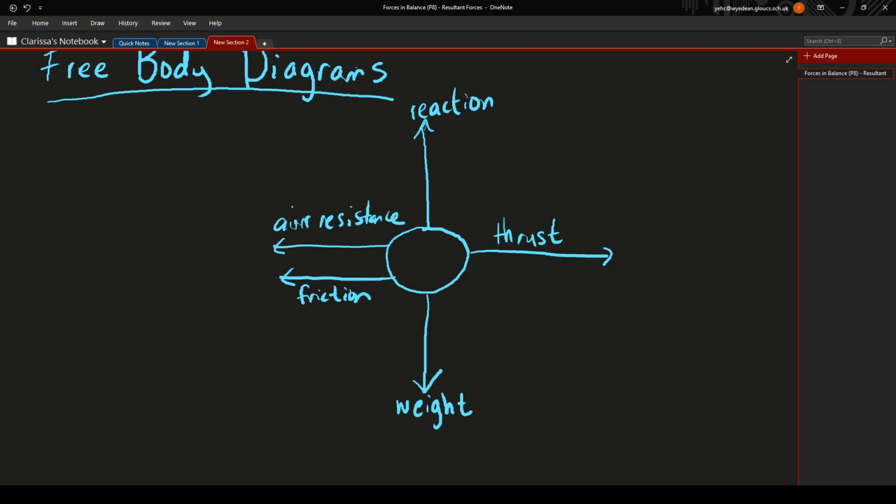Also, one thing I want you to notice is that we didn't bother with drawing the ground, because with a free body diagram, we're just focusing on the one object and identifying with that one object what forces are acting on it.